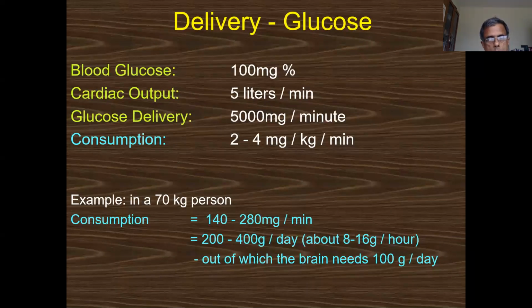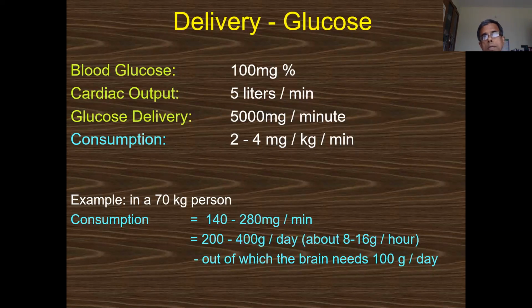Now let us look at the blood glucose. Say we take an average of 100 milligrams %. Cardiac output is 5 liters. So the delivery will be 5000 milligrams per minute. The consumption is 2 to 4 milligrams per kilogram per minute. If you take that for a 70 kilo person, you would find that the amount of glucose delivery far exceeds the amount of oxygen delivery, the amount of buffer of glucose.